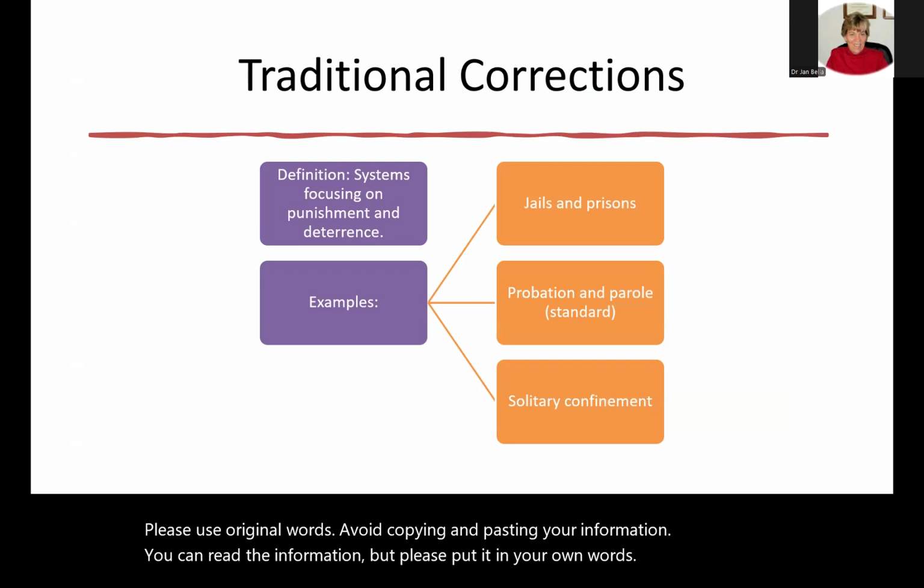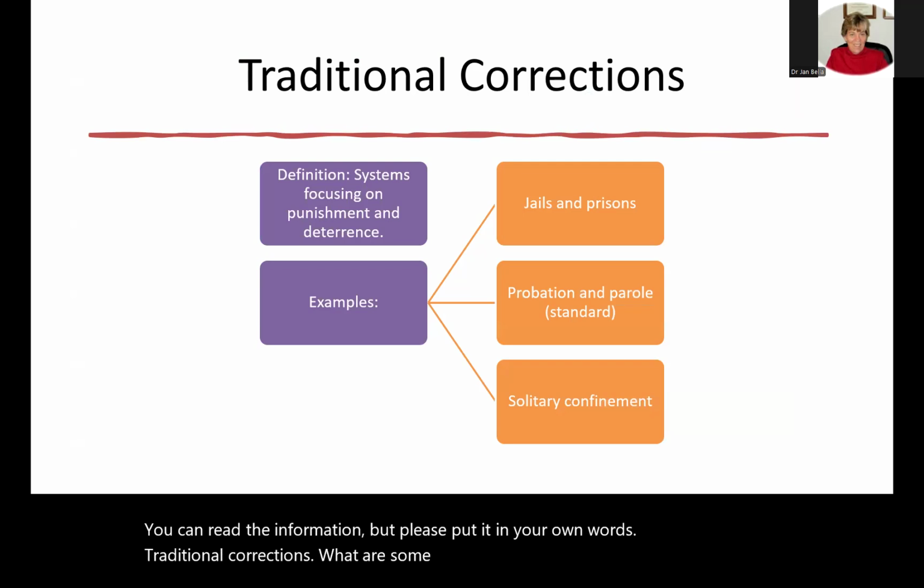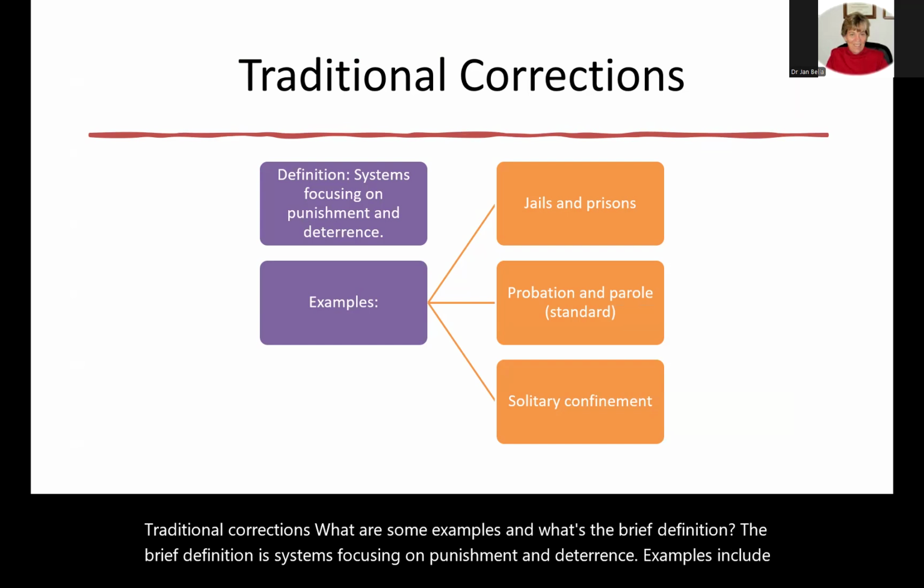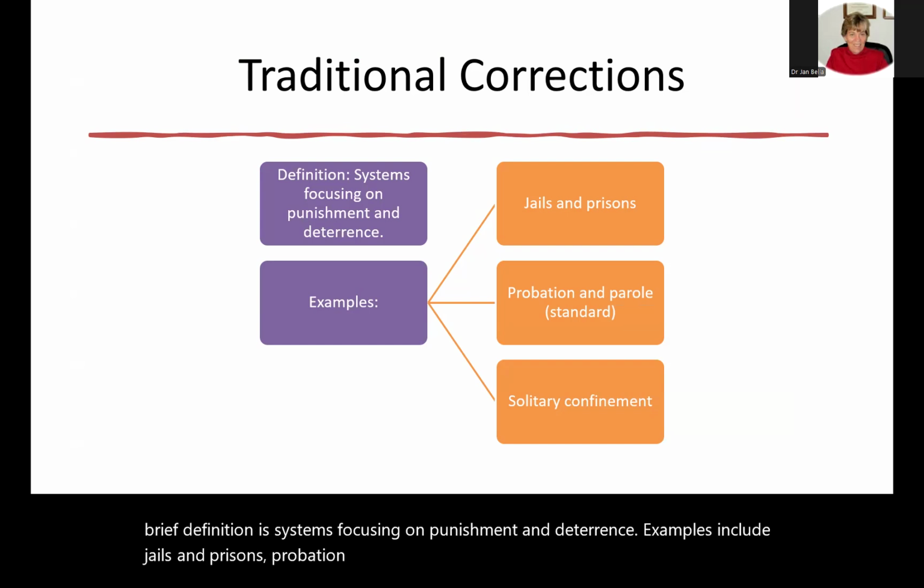Conditional corrections. What are some examples? And what's the brief definition? The brief definition is systems focusing on punishment and deterrence. Examples include jails and prisons, probation and parole, and solitary confinement.